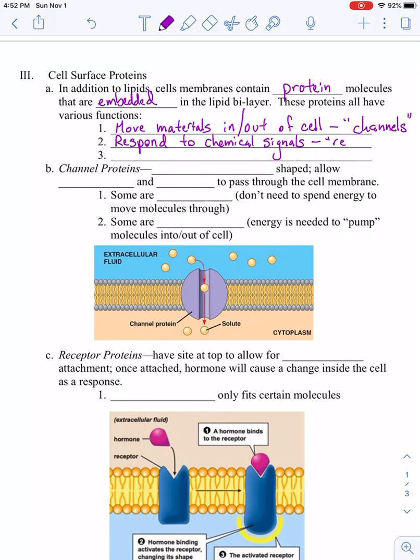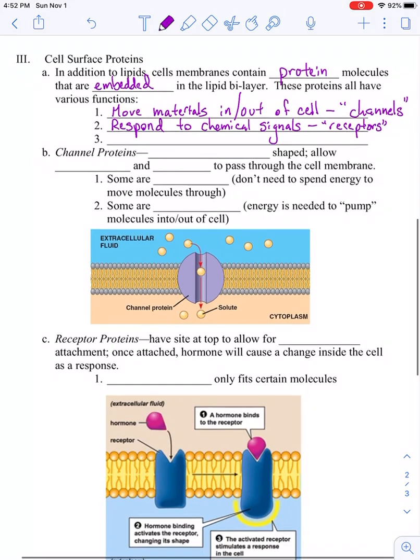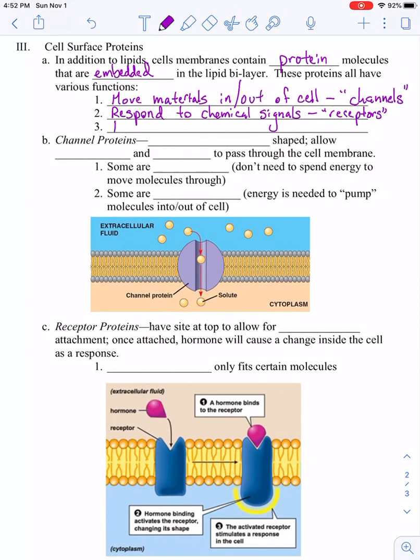They're called receptors. And finally, you have some that help to identify the cell. And they're called markers, or glycoproteins. I'm going to cover them in the order that I've just listed. So let's start with channels.